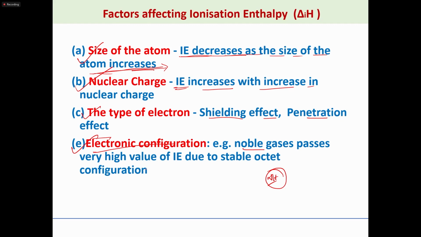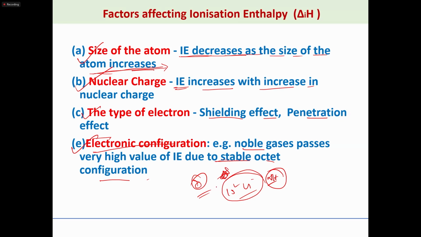This noble gas has a very high value of ionization enthalpy due to the stable octet configuration. It is a d8, the 8 electrons are there: 1s2, 2s2, and 2p6. That's why the octet is fulfilled. It is a stable configuration.